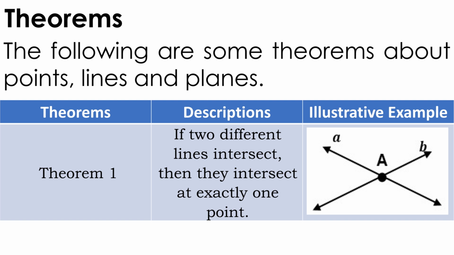So we have here theorem number 1. If two different lines intersect, then they intersect at exactly 1 point. So we have here line A and line B. Their point of intersection is point A.